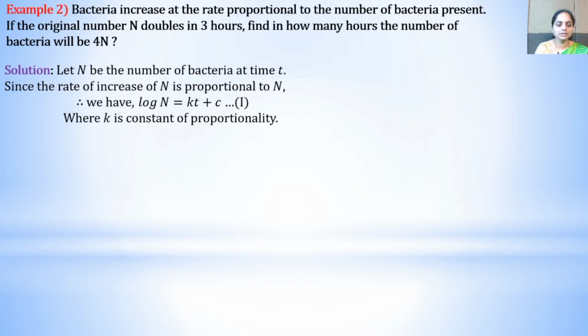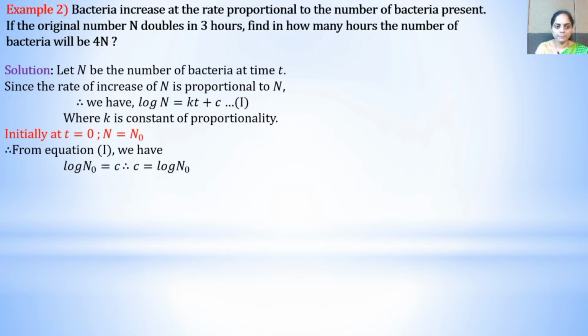Consider initially the number of bacteria is N0 at time t equal to 0. Therefore, t equal to 0 and n equal to N0. Now we put the values of t and n in equation 1. So equation 1 becomes log of N0 is equal to C. Therefore, C equal to log N0. Now we put the value of C in equation 1. So equation 1 becomes log n is equal to kt plus log N0.